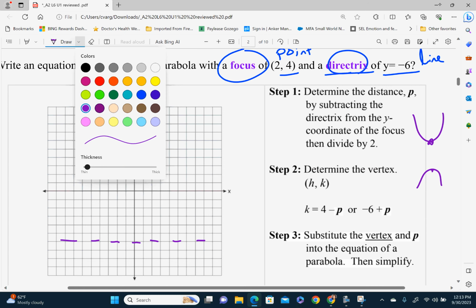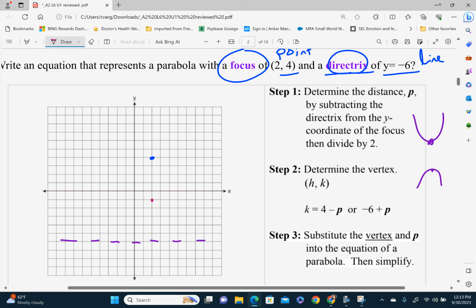Let me change my color. Let's do some burgundy. 1, 2, 3, 4, 5. Okay, so this right here is going to be my vertex, and I can check that it's halfway. 1, 2, 3, 4, 5. So we're good. This point is our vertex. Let's go ahead and write the coordinates of our vertex. It's (2, -1). Now we've done our vertex.